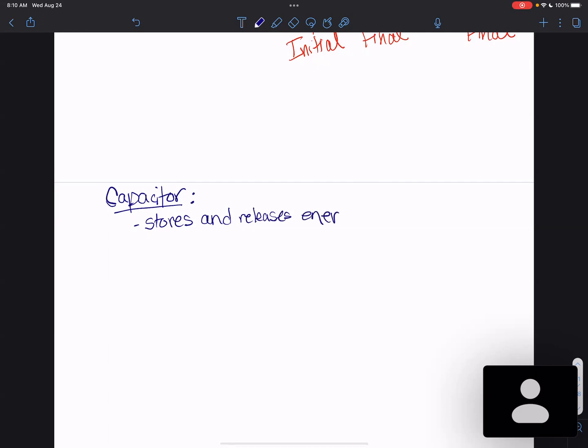Sorry, can't write today, I guess. There we go, energy. So think of it like a battery. Another way you can visualize this is a voltage source. You know, a battery looks like a voltage source. So that would be the component that we can think of this like: a voltage source.